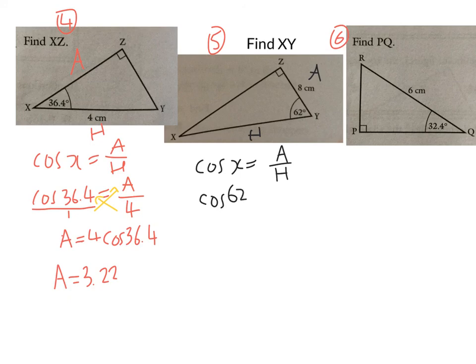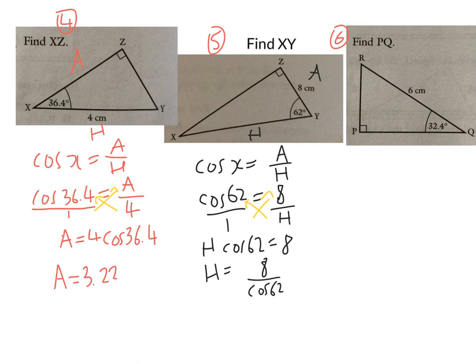Cos of the angle, 62, equals the adjacent, which is 8, divided by the hypotenuse, which we're trying to work out. Put the fraction equal to a fraction, cross multiply to get h times cos 62, or h cos 62, equals 8. Divide both sides by cos 62 to get h equals 8 divided by cos 62, which gives 17.0, again in centimetres.